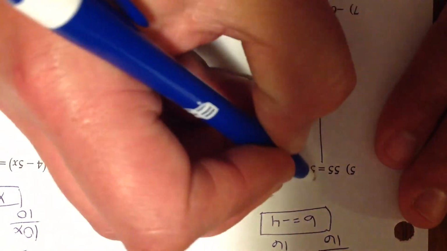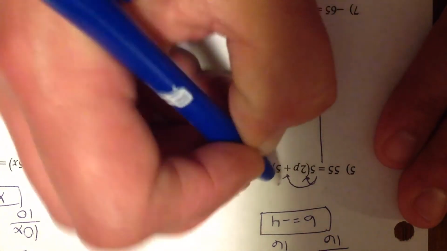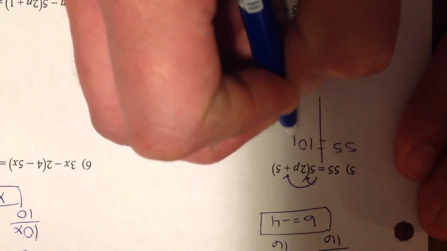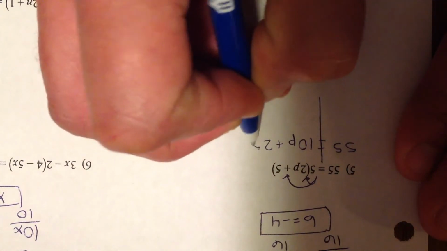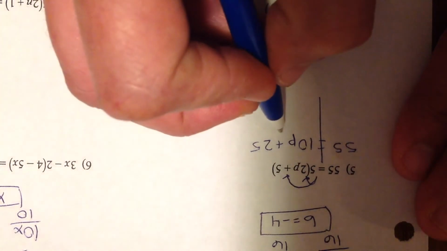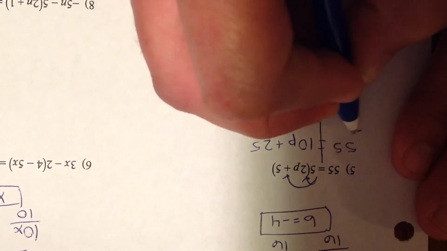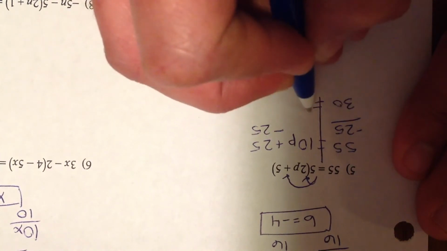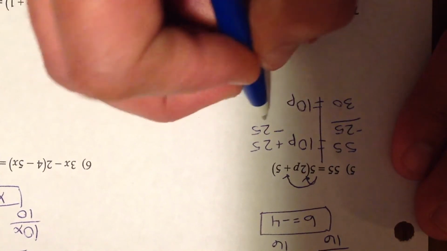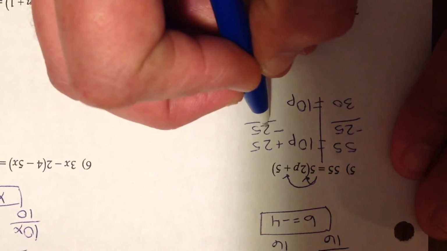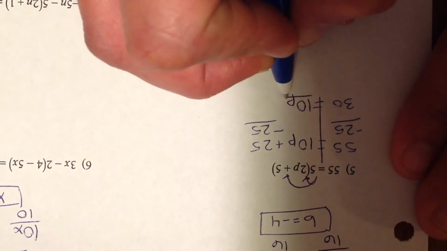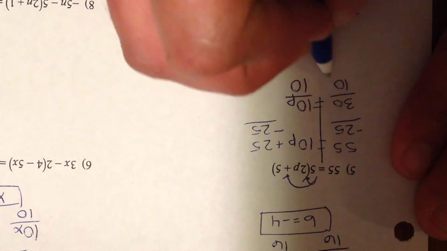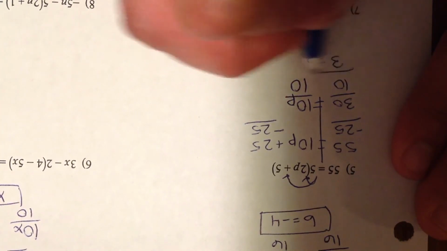On problem number 5, the distribution happens on the right side again. 55 is left alone. 5 times 2p is 10p. 5 times 5 is 25. Again, I get rid of the addition first by subtracting 25. 55 minus 25 is 30. Not doing anything with the 10p. And 25 minus 25 equals 0. In this case, I need to remove the 10. The inverse operation of multiplication is division. 30 divided by 10 equals 3.